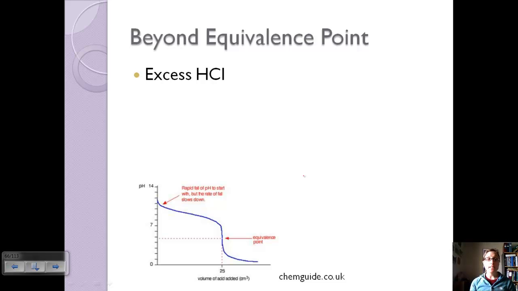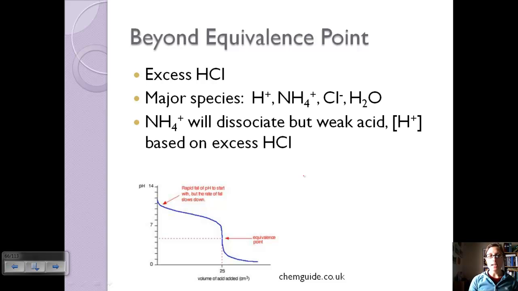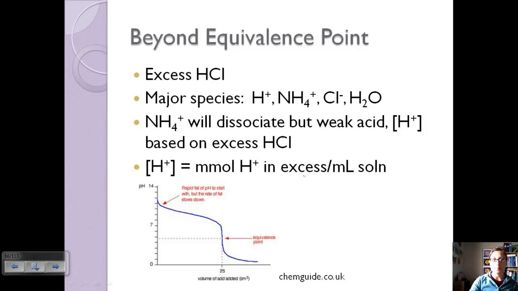Okay, now if we go beyond the equivalence point, because we're titrating with a strong acid, we're going to now have excess H+. Whereas before, we were titrating with a strong base all the time. After the equivalence point, we had OH- left. Now we're going to have excess H+ left. So our major species involve the H+, the NH4+, because all the NH3 has been reacted, the Cl- and water. So the NH4+ will dissociate, but it's a weak acid. And so our H+ concentration is going to be based on that excess hydrochloric acid.